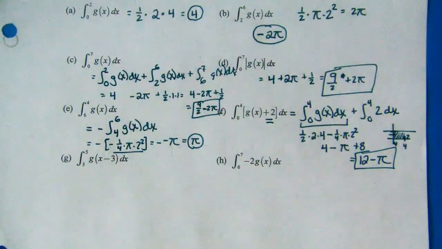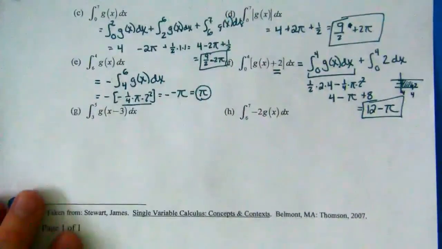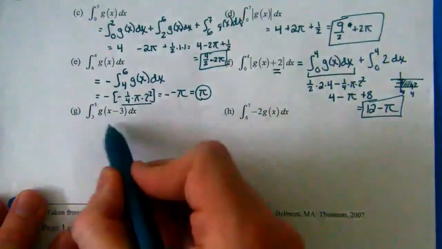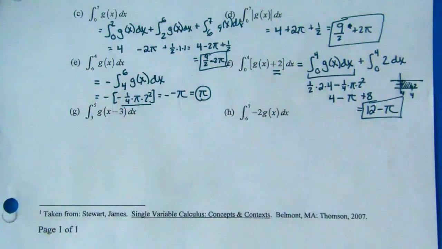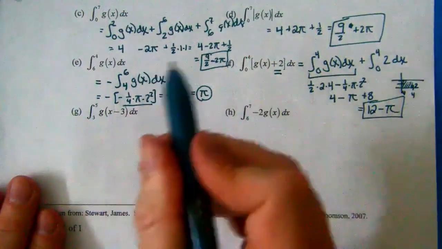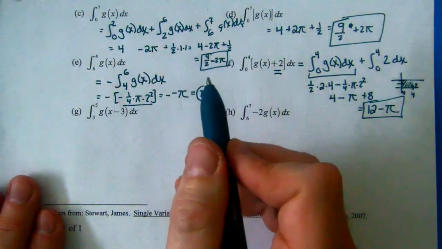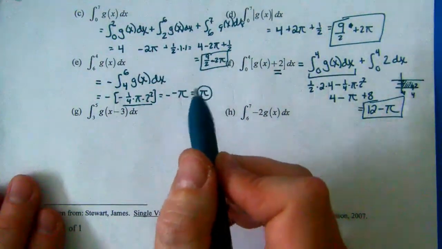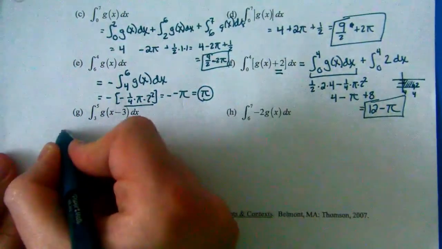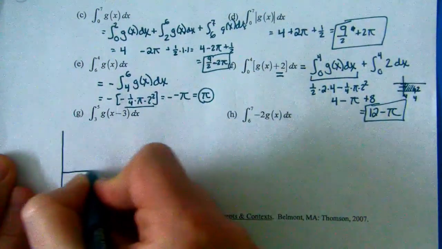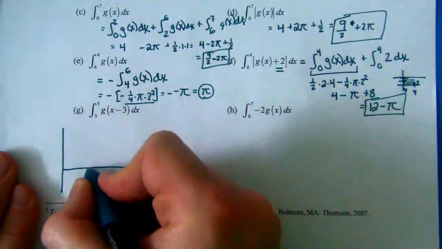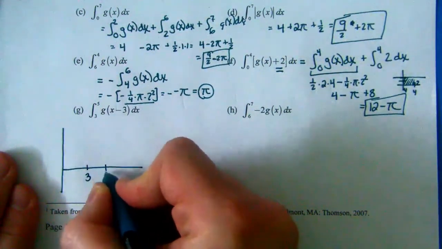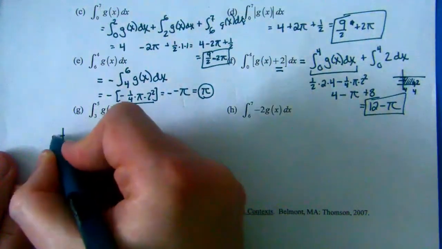Letter G. If you subtract 3 from inside a function, how does it move the graph? That minus 3 should take your graph of g and move it 3 to the right. You know what? Let me try to actually graph this thing. I had a triangle between 0 and 2. Now my triangle is going to go from 3 to 5. Oh, actually, that might be all I need.